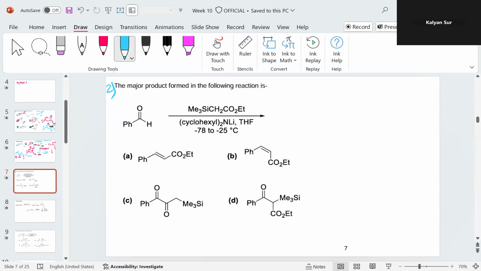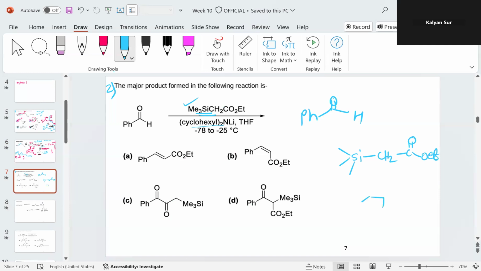If you look at the starting material, we have given benzaldehyde. Then if I just draw this compound, this is Si-CH2-C double bond O, and there is the OEt. So this is the other starting material. Then we have the dicyclohexyl N-Li. So that's the strong base.